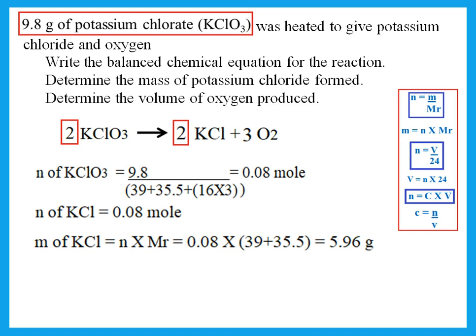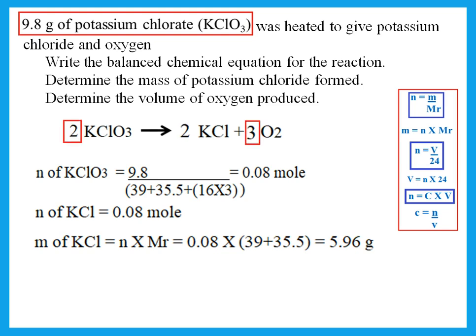The other part of the question says determine the volume of oxygen produced. So now we're looking at oxygen. We already talked about KClO3. So KClO3, I have the number of moles of the KClO3. Now I look at the equation and I find that 2 of KClO3 would give 3 of oxygen. So the 0.08 will give how much? That means that the number of oxygen is 0.08 times 3 over 2. This gives the number of moles of oxygen.